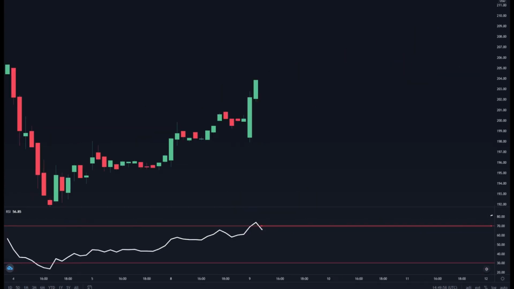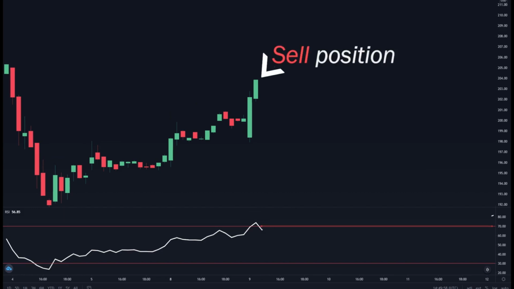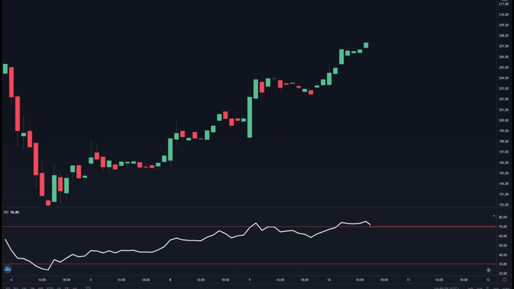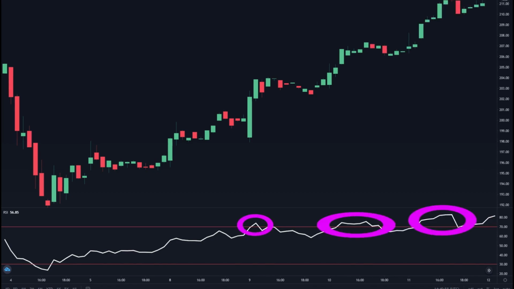Here's an example. You can see that the price is clearly on an uptrend, and the RSI indicator is at the overbought levels. So if you took a sell position here hoping for a reversal, let's see what happens. The price instead pushes further to the upside, and the RSI went to overbought levels again. So just because the price is overbought doesn't mean it's going to reverse down to oversold. Prices can stay at overbought and oversold levels for long periods of time.